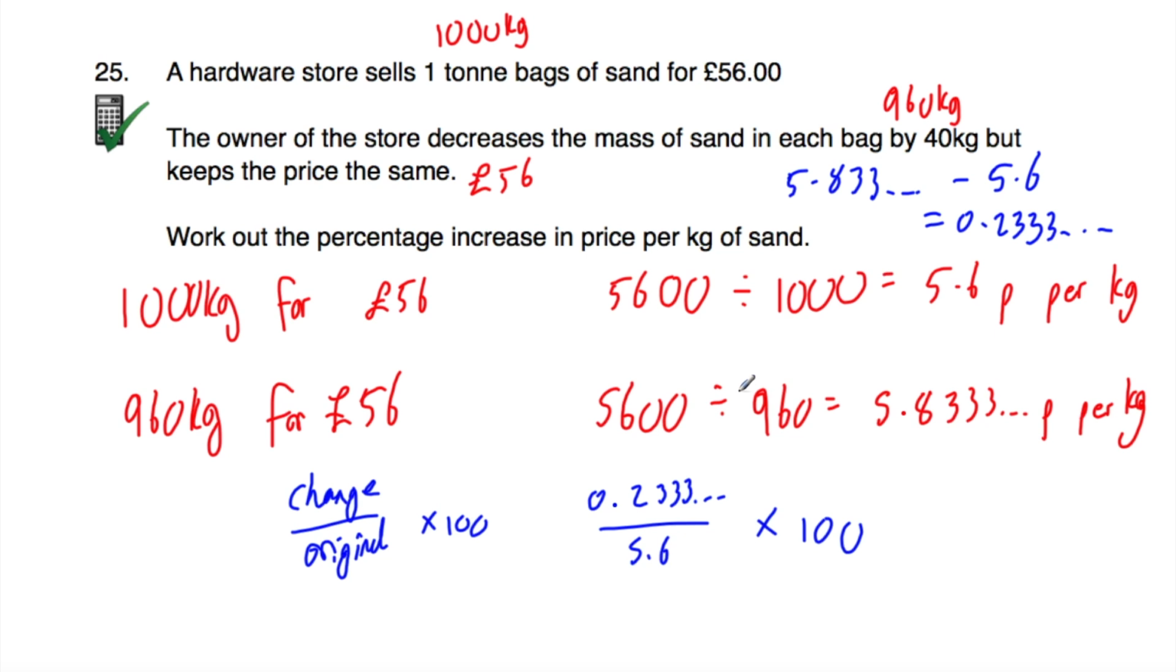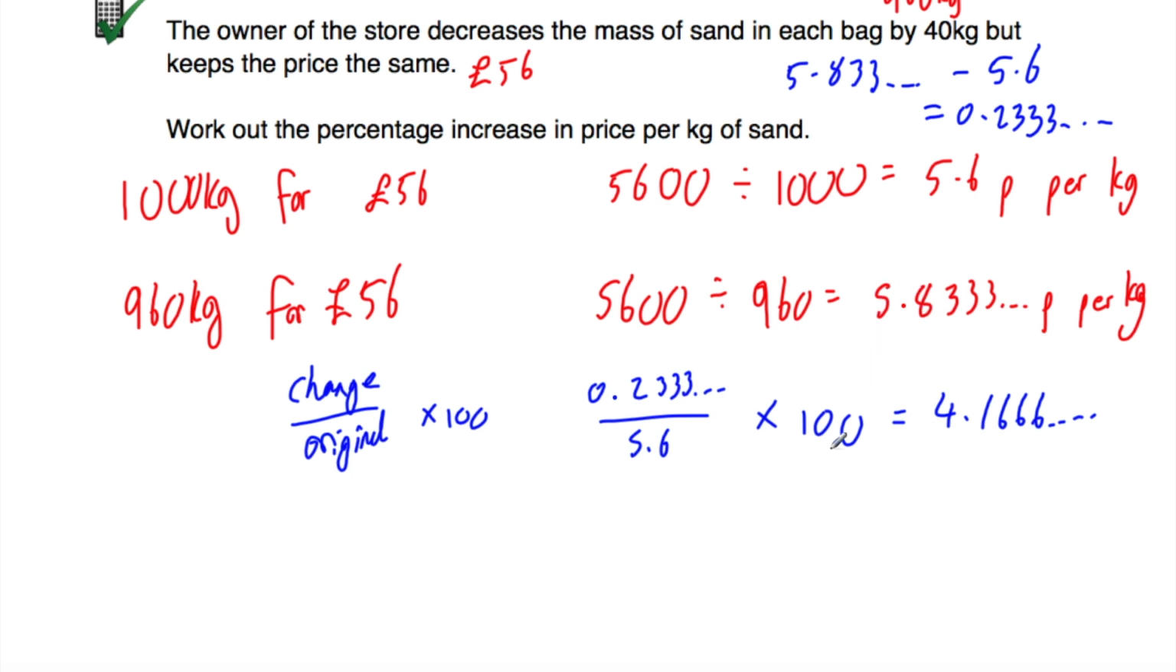And whenever we do that, we get an answer of 4.1666 and so on. So that means the percentage increase in price of a kilogram of sand is 4.167% to 3 decimal places. And that's it.